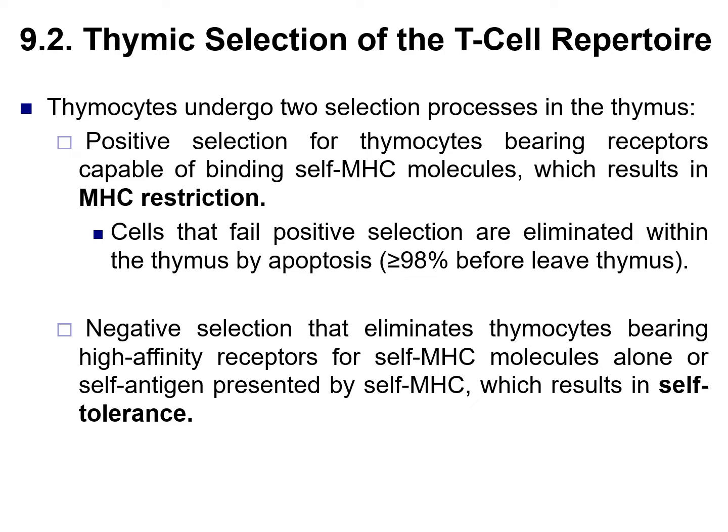And what about the second one? The negative selection process will eliminate the cells that react too strongly, that recognize the self MHC molecules and self molecules too much. These will be eliminated, and only those cells that have the capability to detect antigens in the context of self MHC will remain. This will result in self-tolerance.